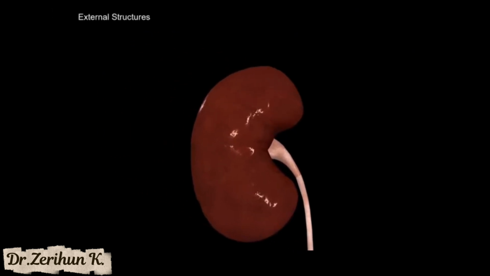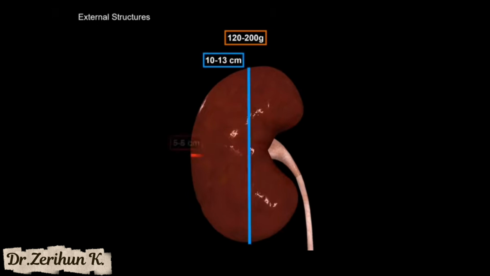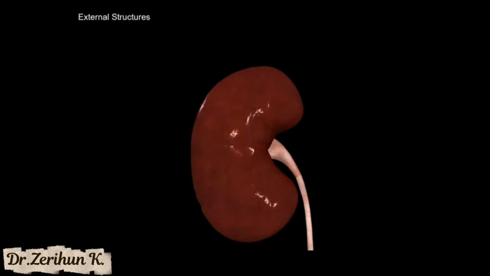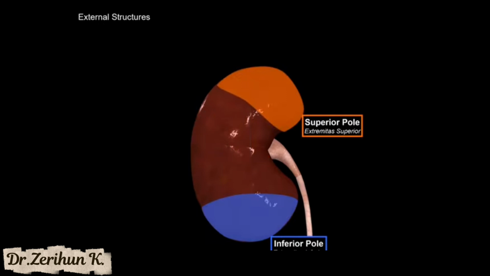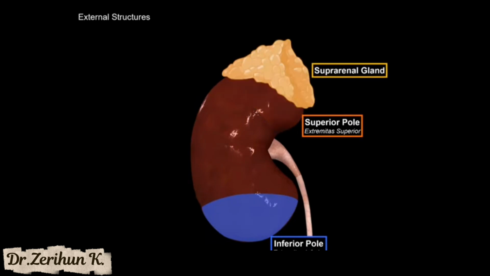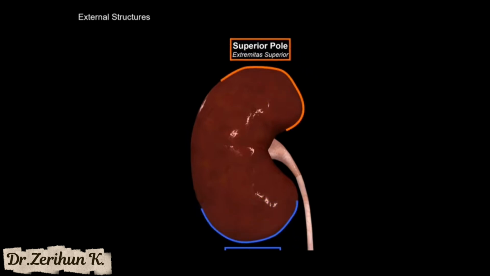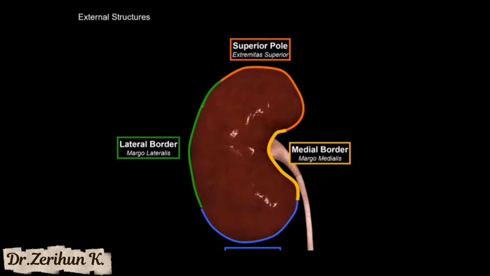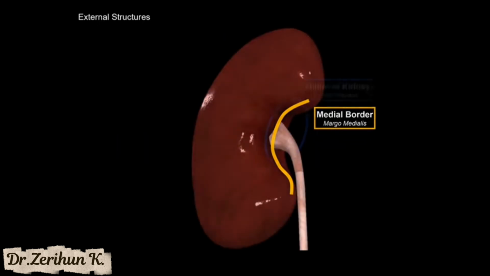So the external structure of kidney, it looks bean shaped. The weight of the kidney is around 120 up to 200 gram. The length is around 10 up to 30 centimeter. The width is around 5 up to 6 centimeter, and the thickness is 4 centimeter. It has an inferior pole and a superior pole. At the superior pole, there is the organ which is called suprarenal gland, and there is a lateral border which looks convex, and the medial border looks concave.